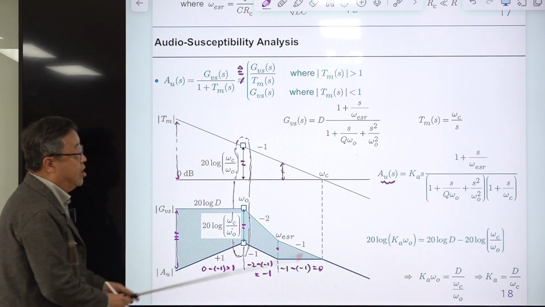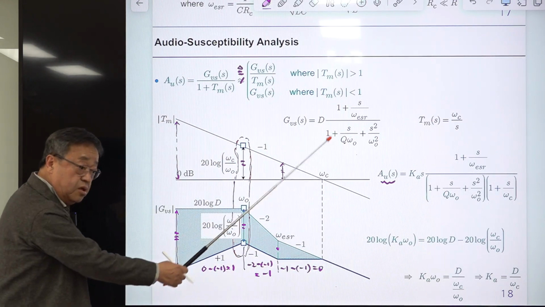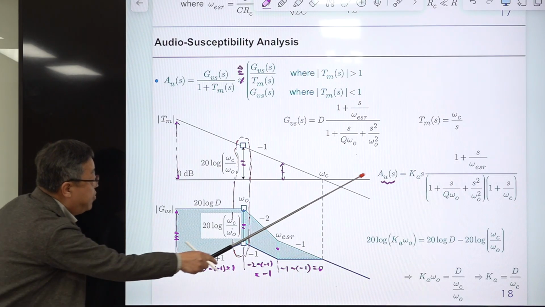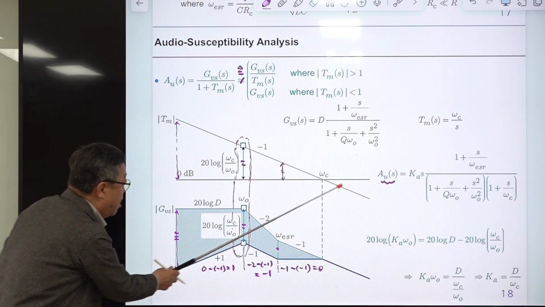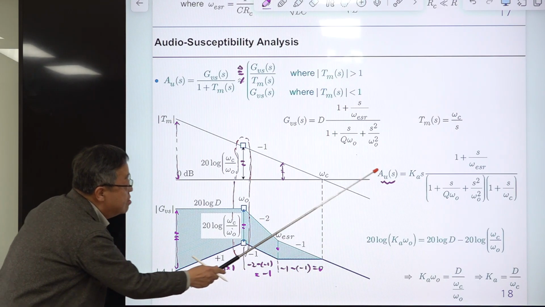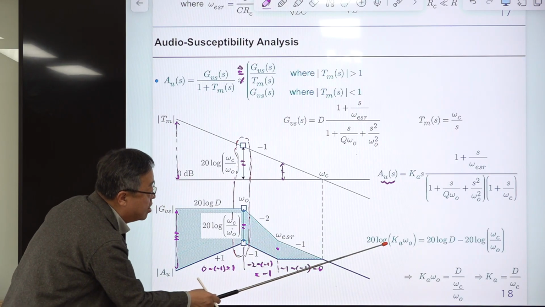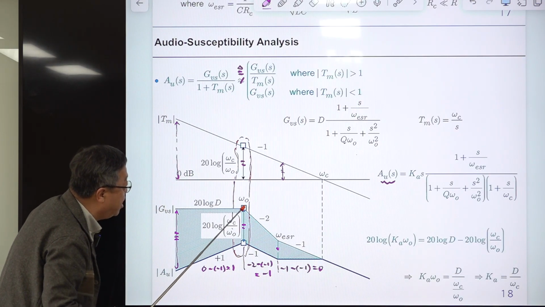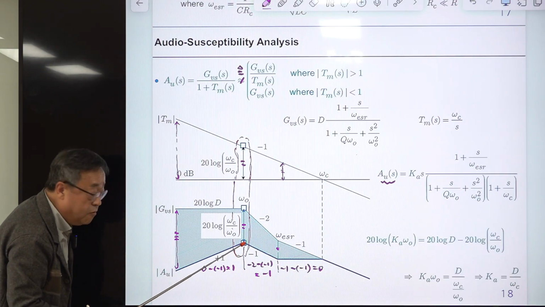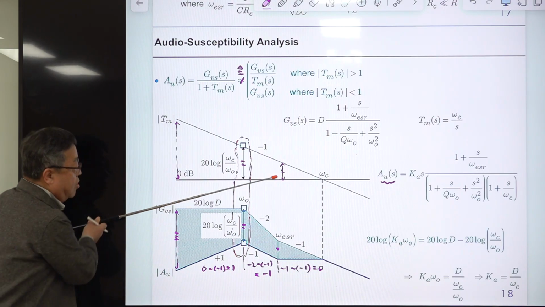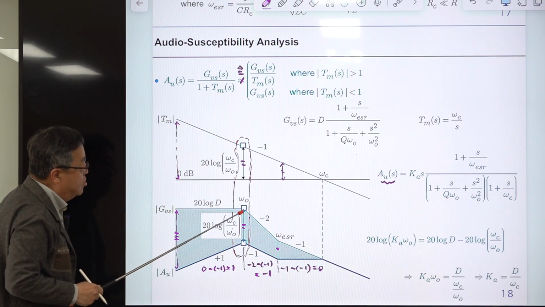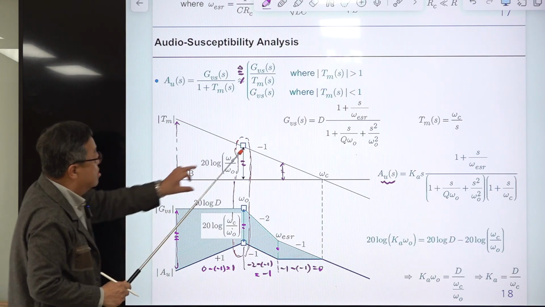Okay, there are many ways of finding the value of this. One easiest way is take a look at this. So at this frequency, this is the line segment of K_AS. K_AS is evaluated at this frequency, omega naught, the double pole frequency. That value is this one. You know this one. This was 20 log D. So the value at this point is D, and D is subtracted by this much, this length.